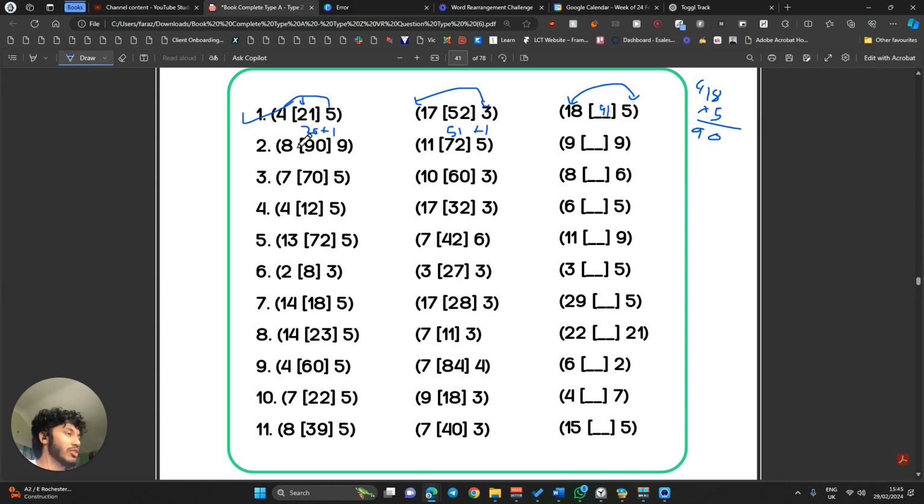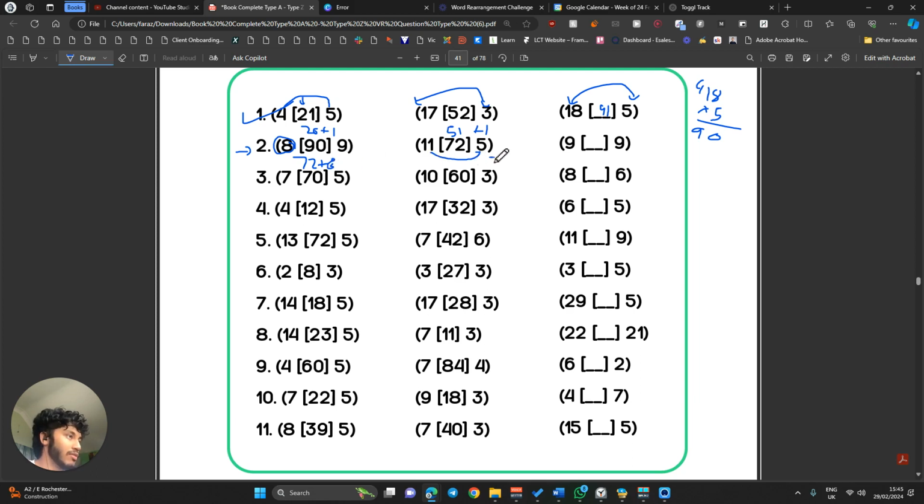And there we go, that's our first question done. So let's do question 2. 8 and 9, how did it turn into 90? Alright, what I'm thinking again is maybe 8 times 9 will give us 72, and then you add the first number back on. So it'd be 72 add 8, right? So let's see if that works here.